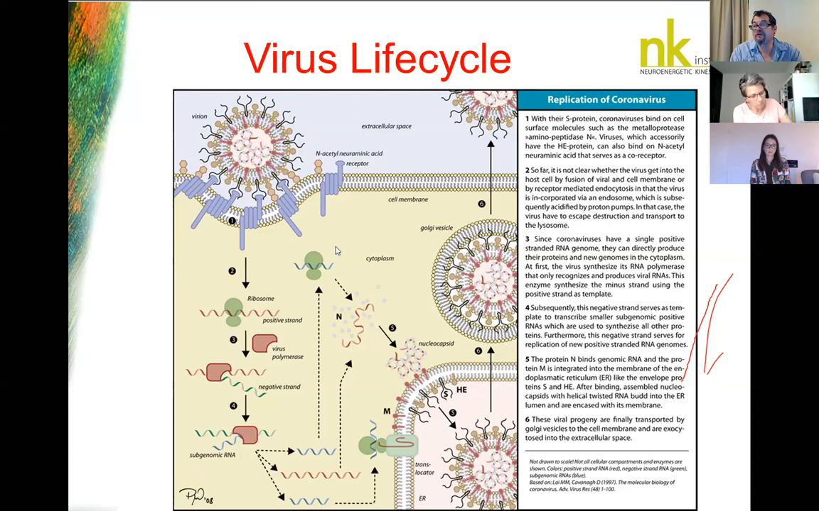Okay, so this is a coronavirus life cycle. You can see here that these black ones are the spike proteins. And you can see here it's locking on to this specific receptor that's on the membrane of the cell.